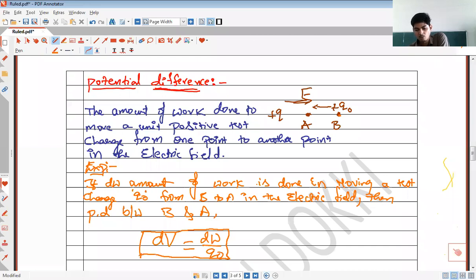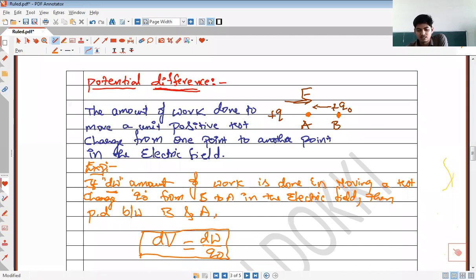See, I have moved the test charge from B to A in the electric field. If I say the amount of work done to move the charge from B to A is dW, see, I have taken it to be dW. That may be anything, 5 joules, 10 joules, 15 joules. I have taken the amount of work done in moving a test charge Q naught from point B to point A as dW. So there must be a potential difference between point B and point A, and it is dV.